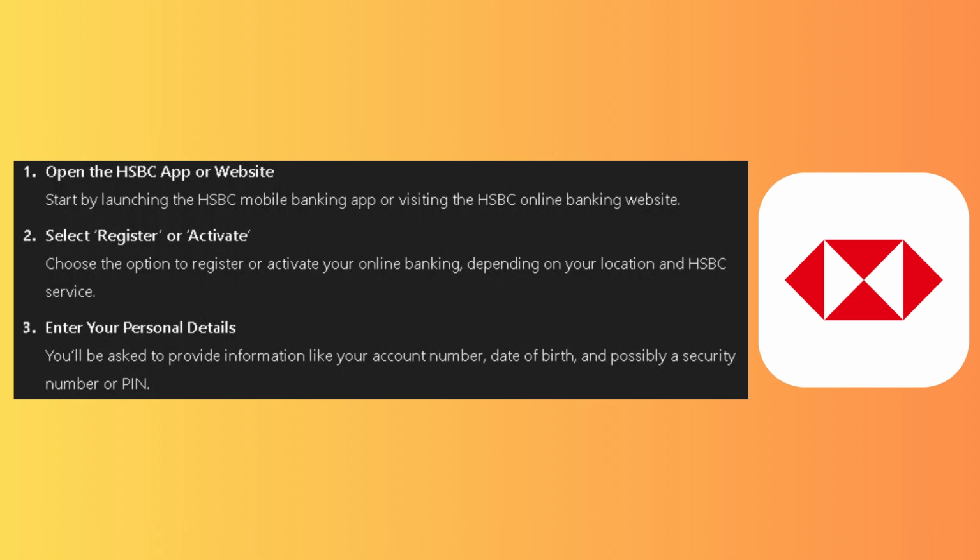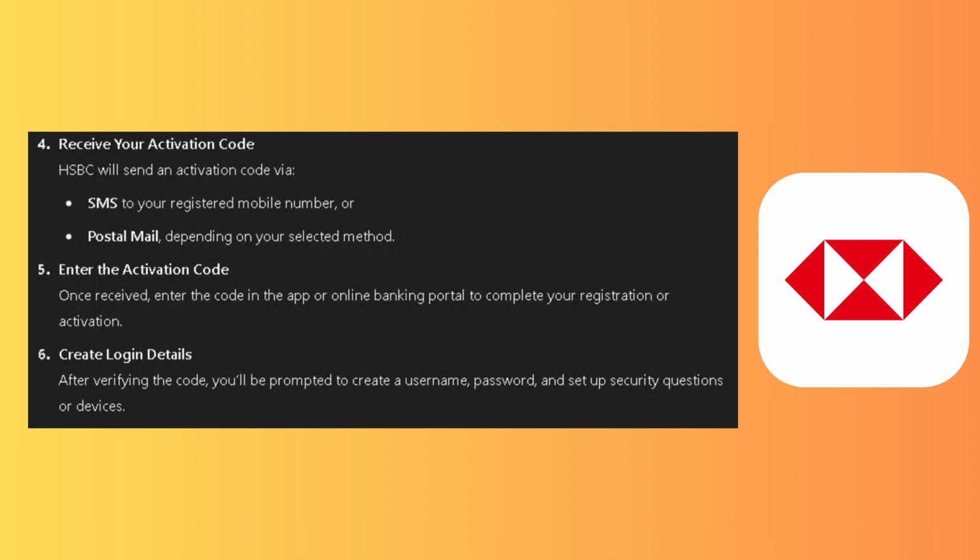Select register or activate. Choose the option to register or activate your online banking depending on your location and your HSBC service. Enter your personal details. You will be asked to provide information such as your account number, date of birth, and possibly a security number or PIN.